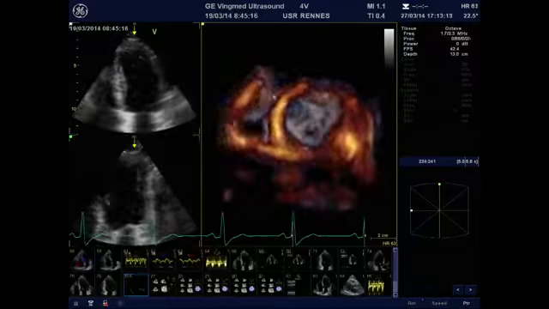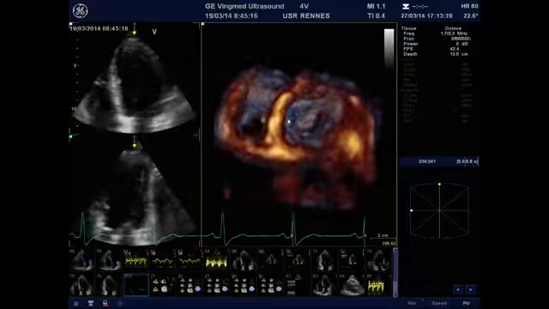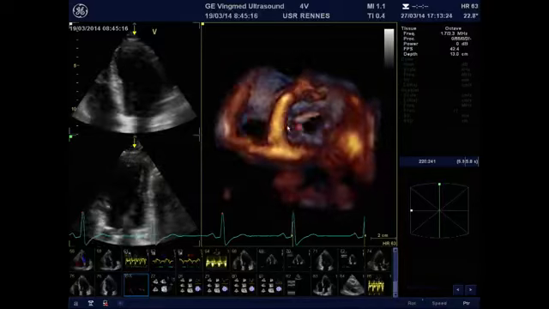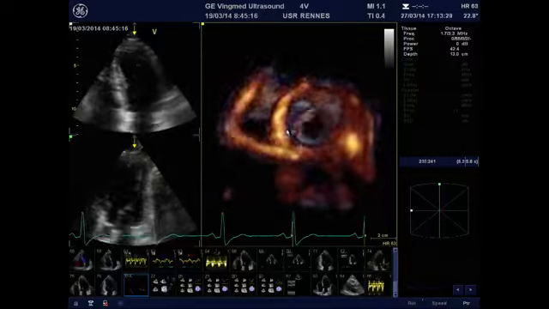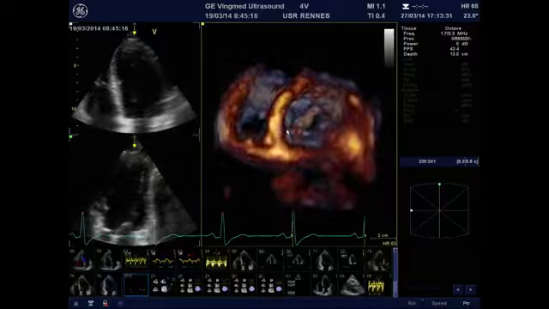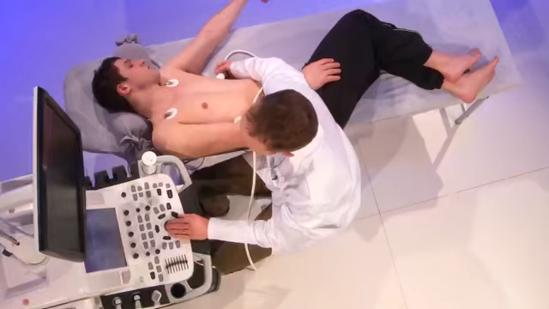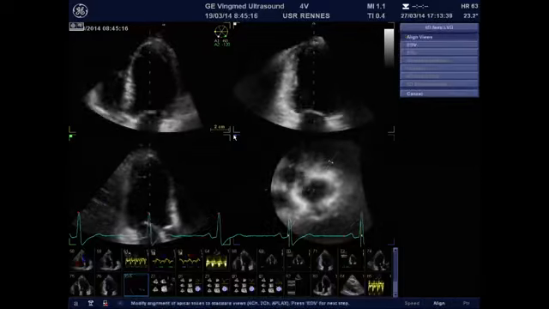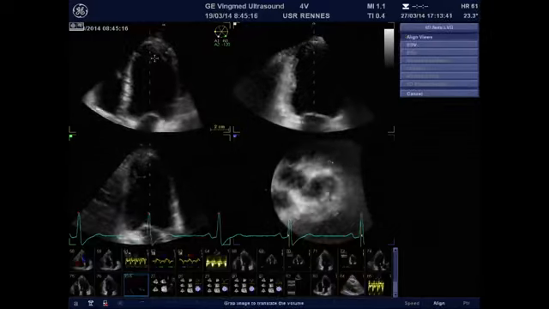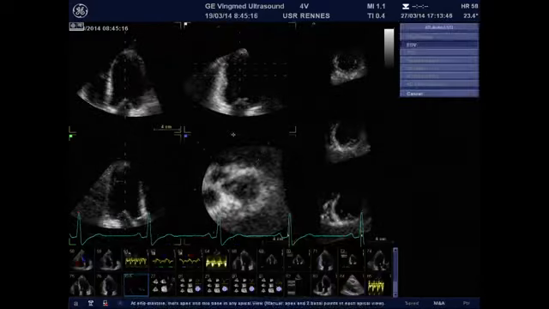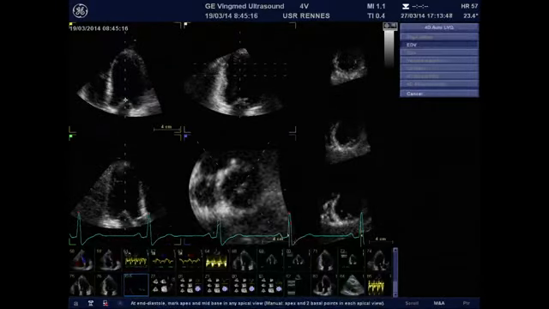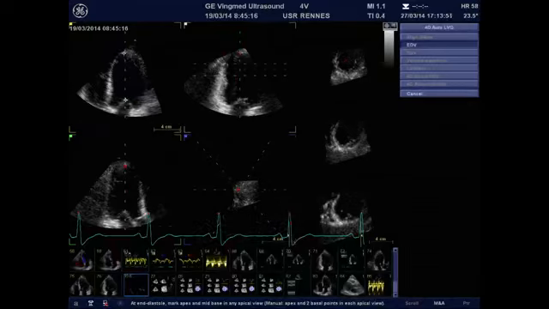And we will use this volume to measure the LV ejection fraction, the LV volumes, and all the parameters that we have to measure in the assessment of a patient with a LV dysfunction. So I will just show you how to get the LV volumes and the LV ejection fraction. So we make sure that we have here the long axis, which is quite okay, and we will measure the LV end-diastolic volume.